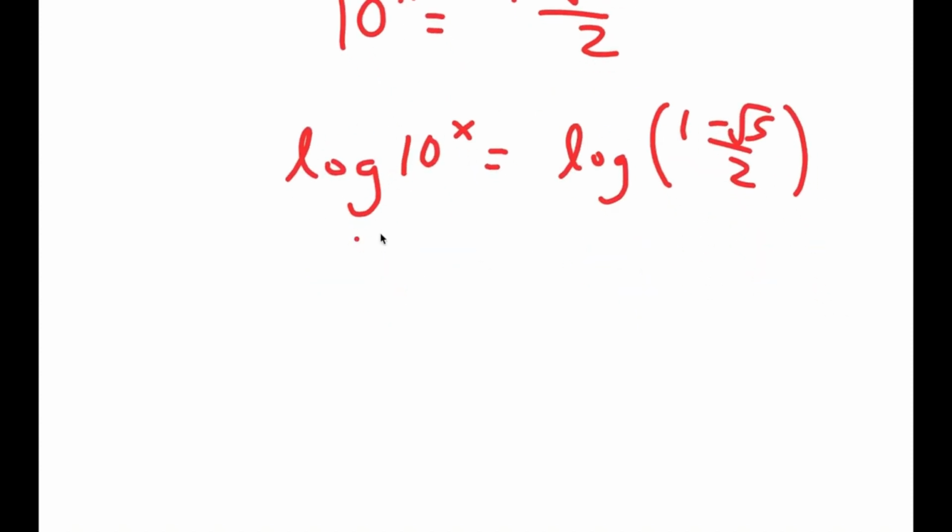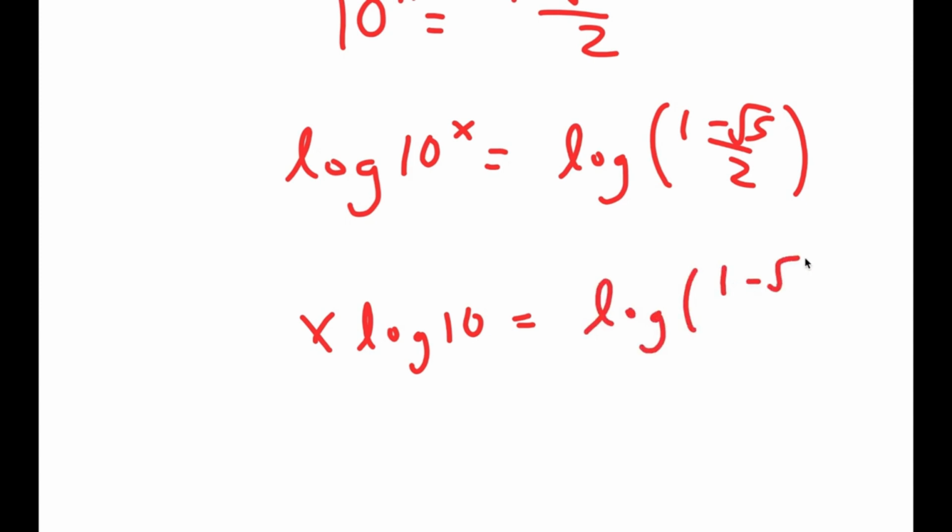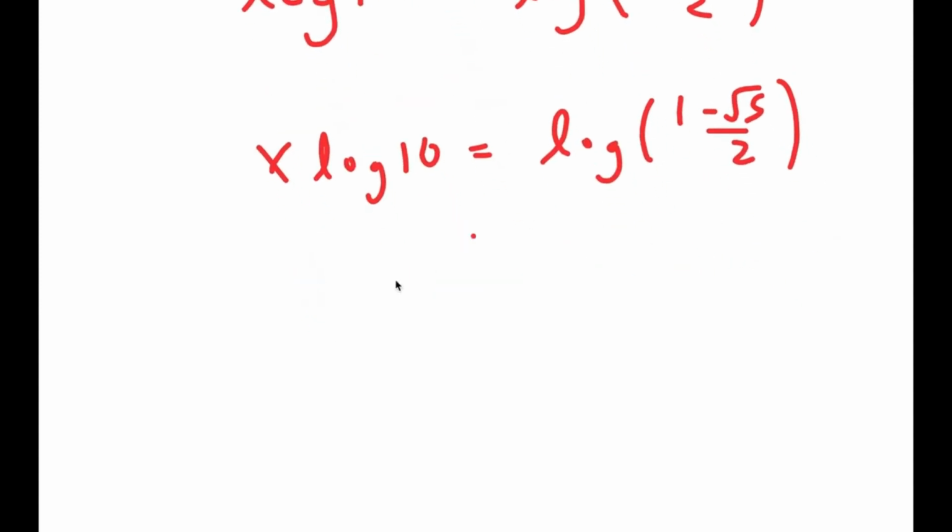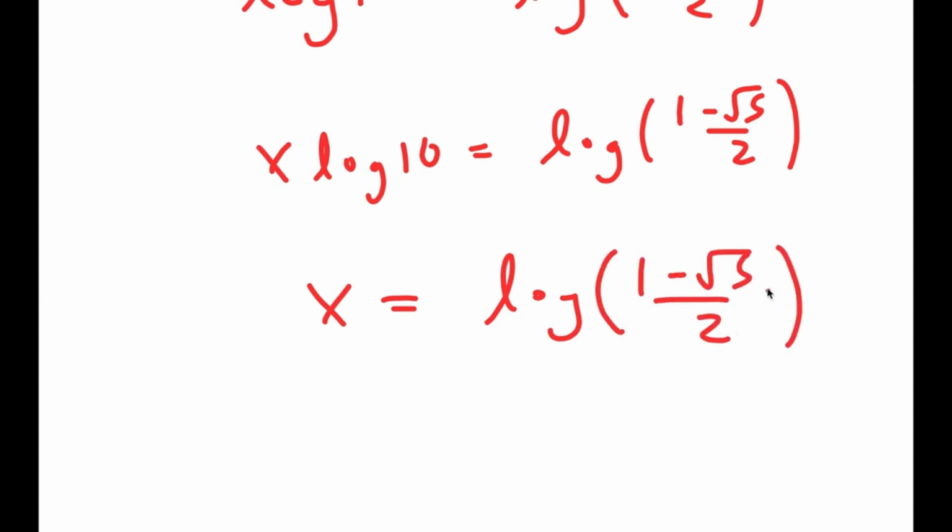Now I can move x down, so I get x times log 10 is equal to log of 1 minus the square root of 5 over 2. And we don't even have to divide both sides by log 10 because we already know log 10 is equal to 1. So we can just get rid of it, and I get x is equal to log of 1 minus the square root of 5 over 2.